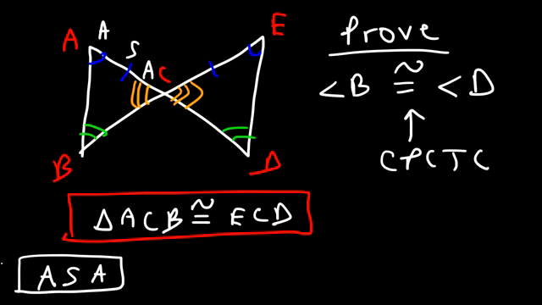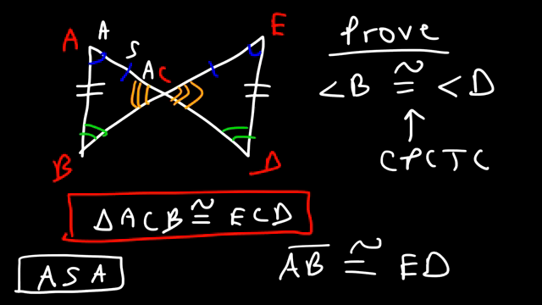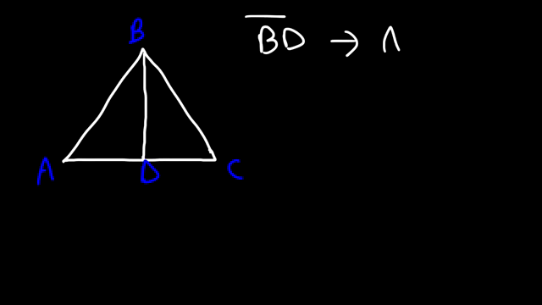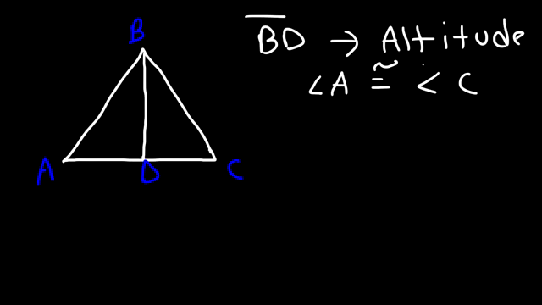And we don't have to stop there. If we want to, we can show that segment AB is congruent to segment ED, also using CPCTC as a reason. Now let's consider one more example. So let's say this is triangle ABC, and let's say that we're given that BD is an altitude. In addition, let's say we're given that angle A is congruent to angle C.